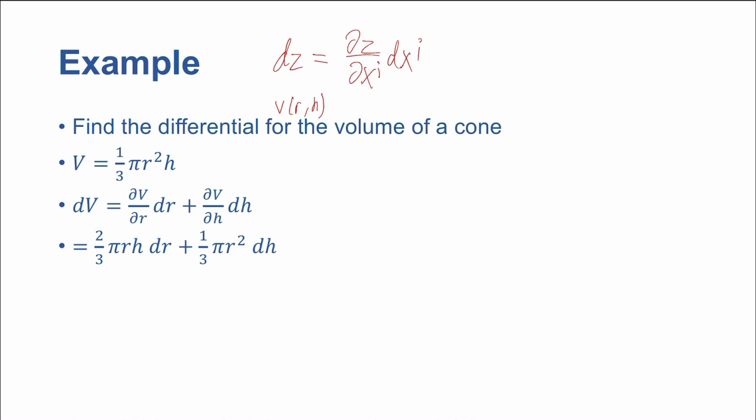All right, in the next video, I would like to introduce the multivariable chain rule. That's an important rule when you're dealing with intermediate variables. So we will cover that in the next video.